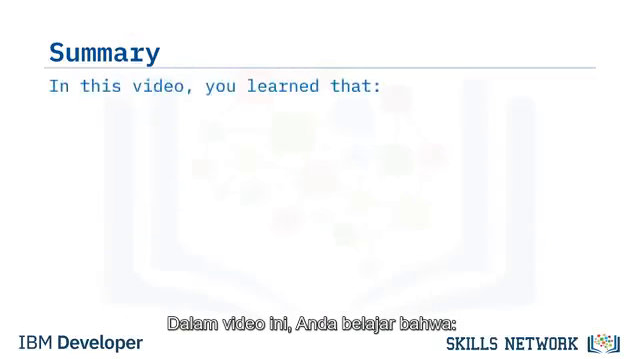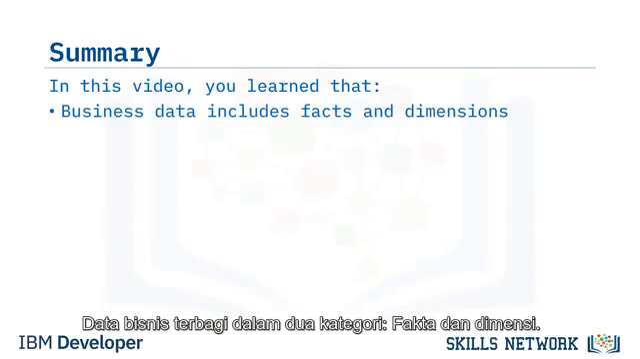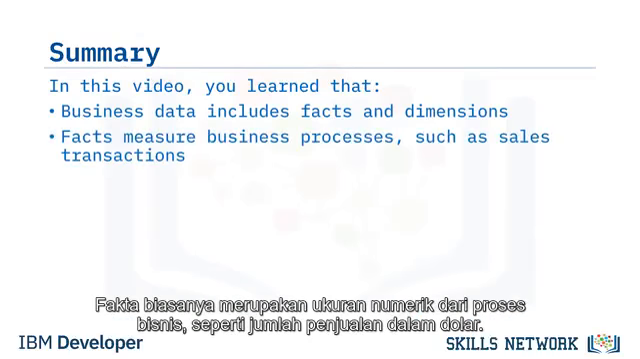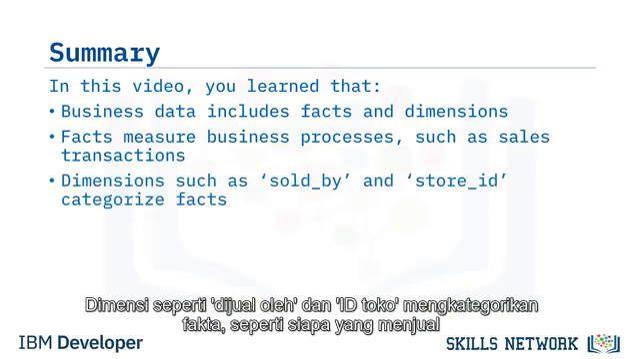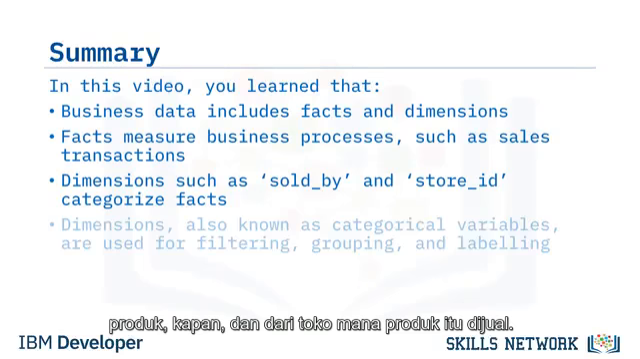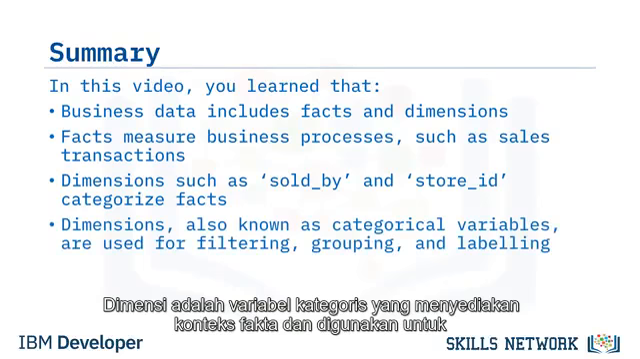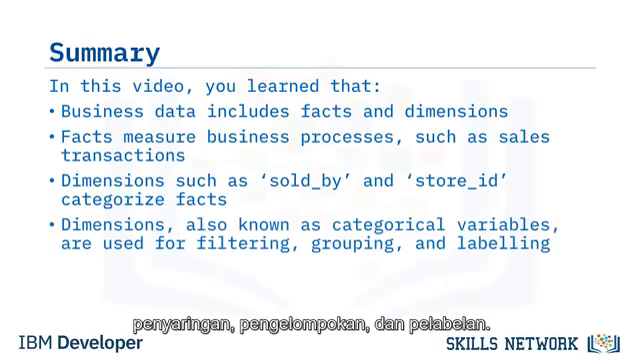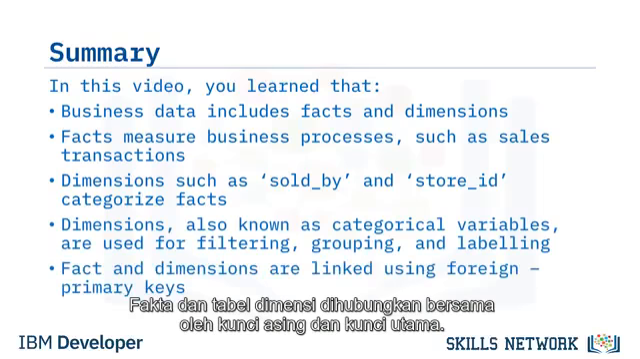In this video, you learned that business data falls into two categories, facts and dimensions. Facts are usually numerical measures of business processes, such as sale amounts in dollars. Dimensions, such as sold by and store ID, categorize facts, such as who sold the product, when, and which store it was sold from. Dimensions are categorical variables that provide context for facts and are used for filtering, grouping, and labeling. And facts and dimension tables are linked together by foreign and primary keys.